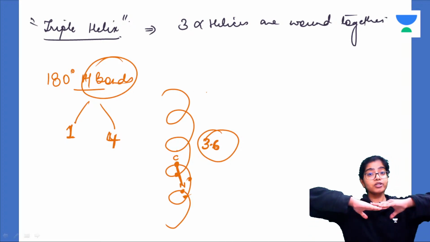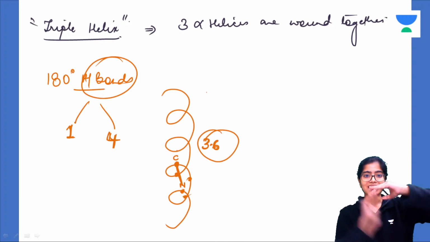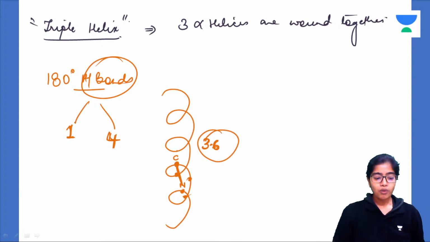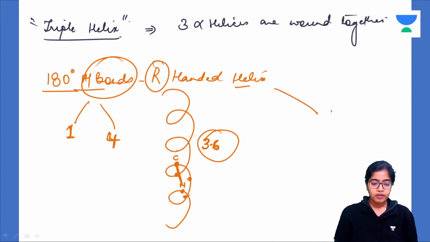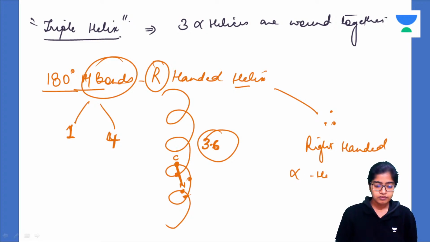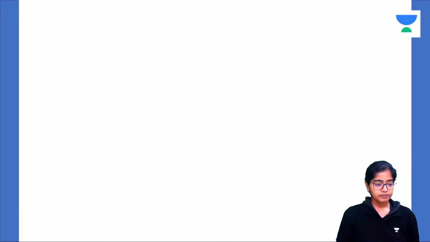Whenever something is straight, it is very stable, but whenever something is bent like this, it is unstable, because it has a tendency to break, to snap, or to collapse. So this collinear, straight 180-degree hydrogen bond that is present in a right-handed helix is the most stable, and therefore a right-handed alpha helix is preferred. Understood? Got it? Okay, got it. Next.